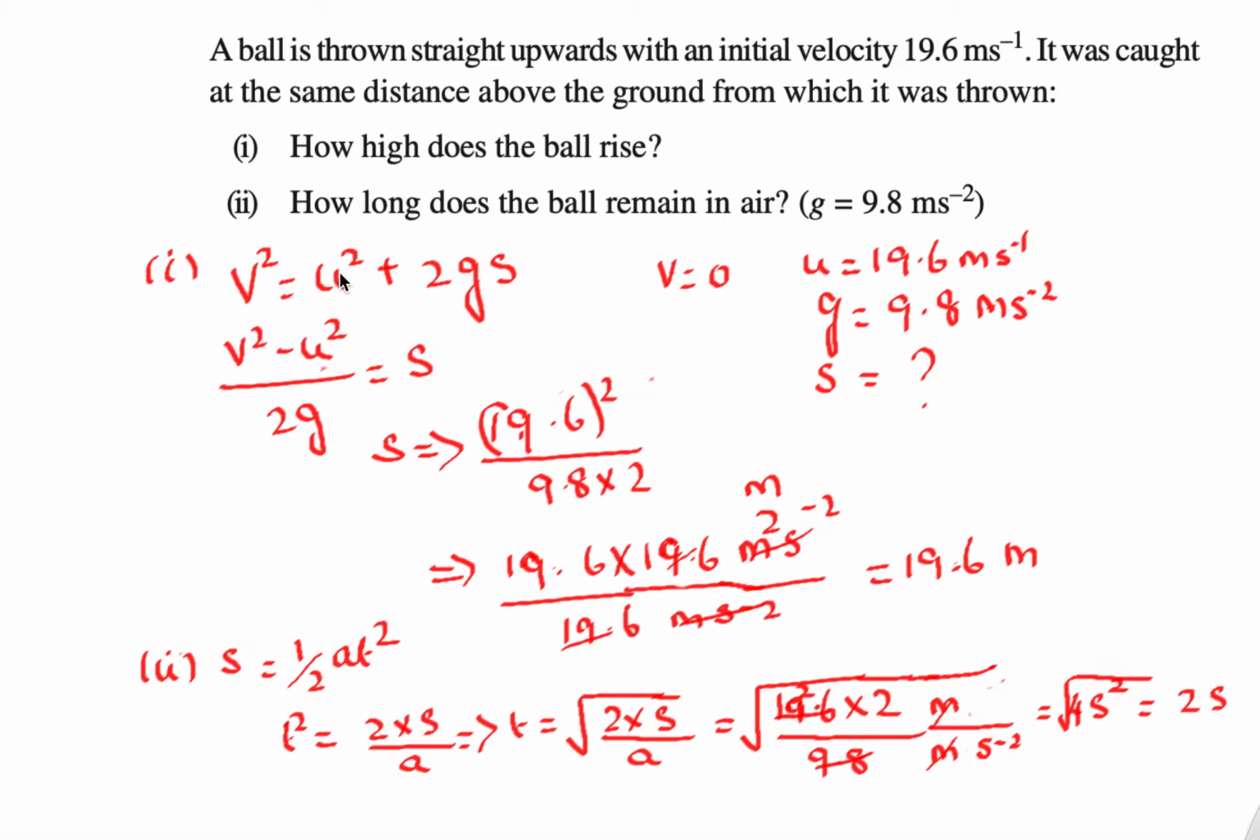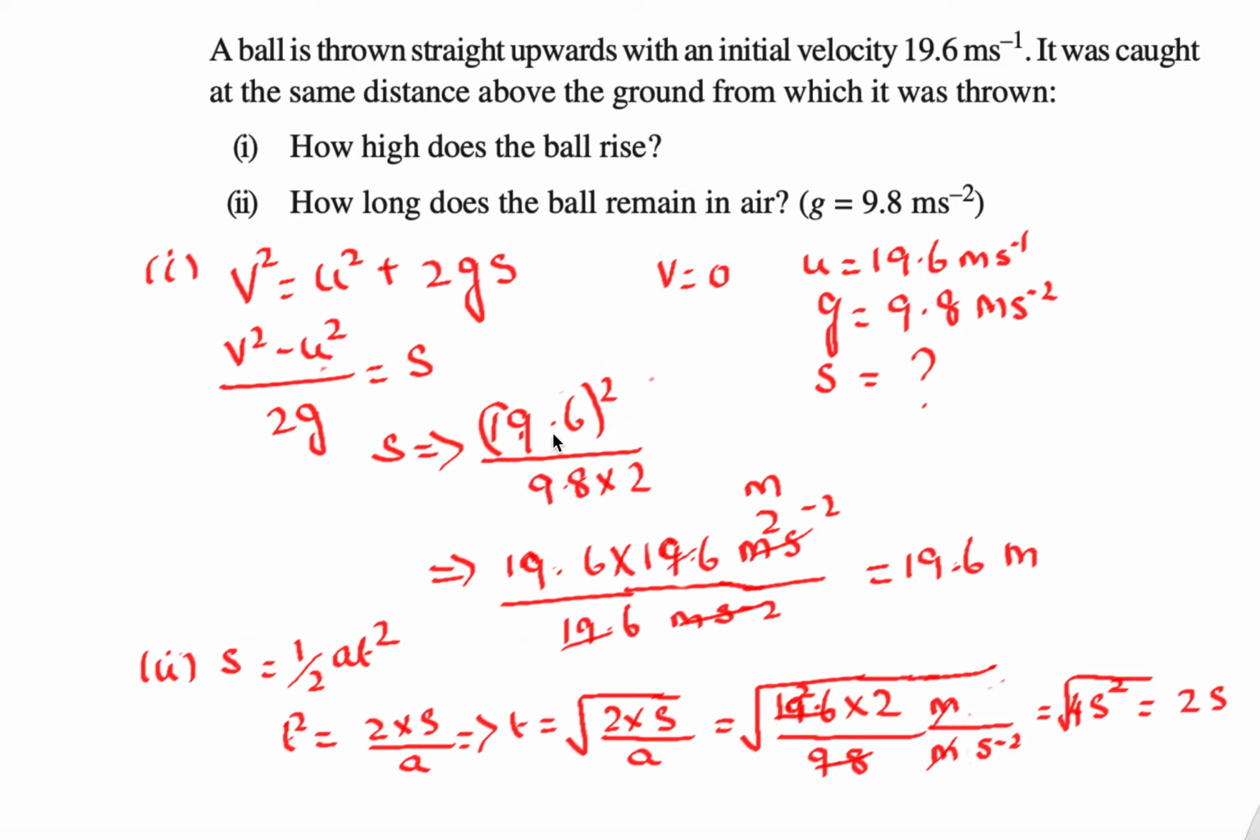So v square, this u square will go as a subtraction on the other side. So we will get v square minus u square. Here 2g into s, it is in multiplication, so 2g will go as a division on the other side. So we get the s formula as v square minus u square by 2g. Let's substitute the values in the formula. So s is equal to 19.6 the whole square divided by 9.8 into 2.